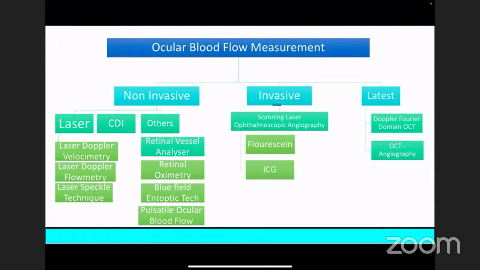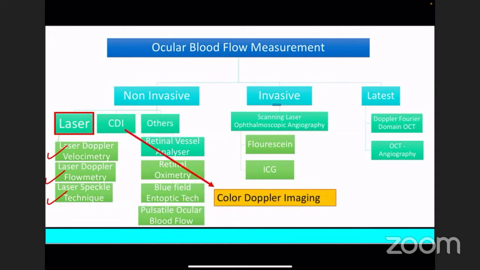Now, when we see this chart, we understand that there are a variety of techniques which can be used for blood flow measurement. They can be non-invasive techniques, they can be invasive techniques, and then we have two latest techniques which have come up. When we talk about non-invasive techniques, laser is one modality which can be done in the form of laser Doppler velocimetry, laser Doppler flowmetry, and laser speckle technique.